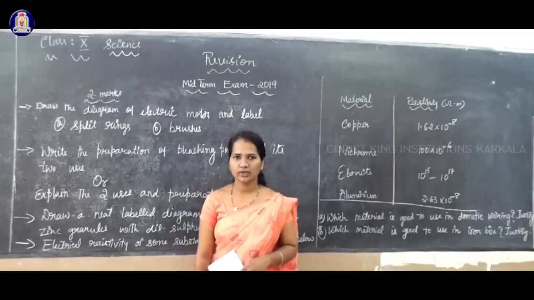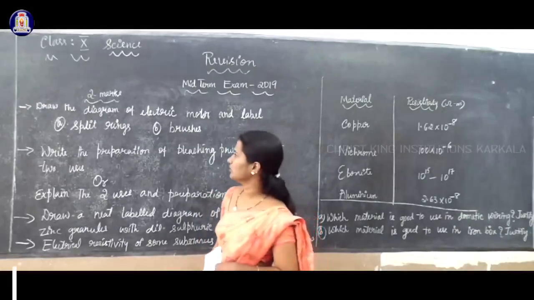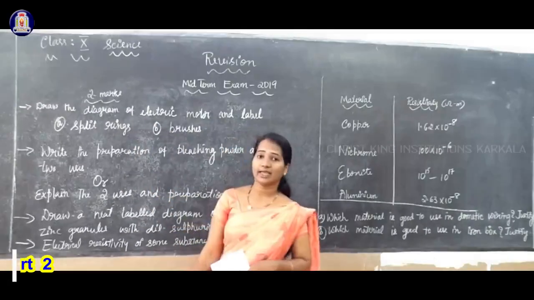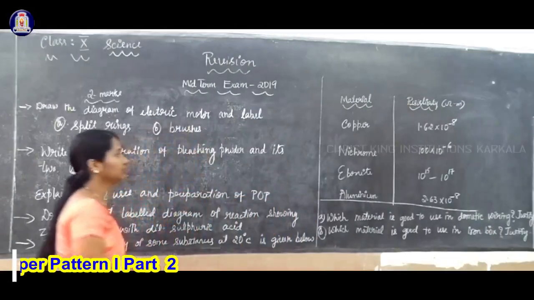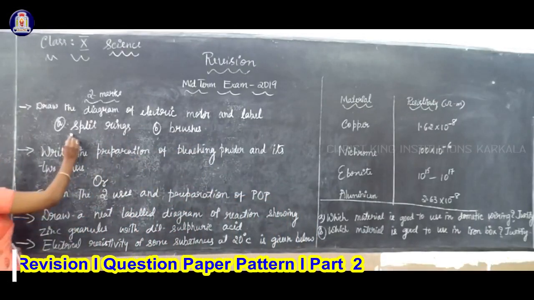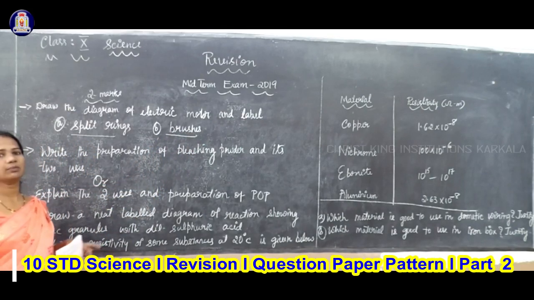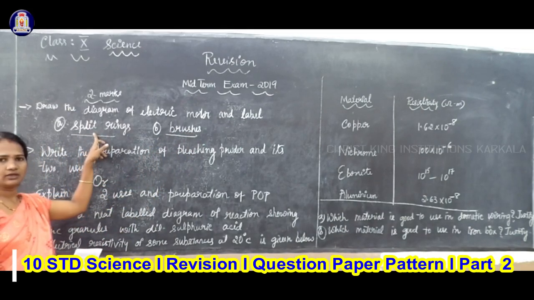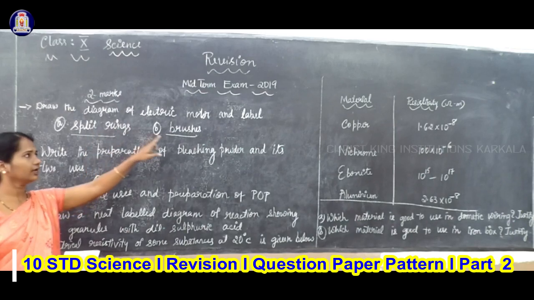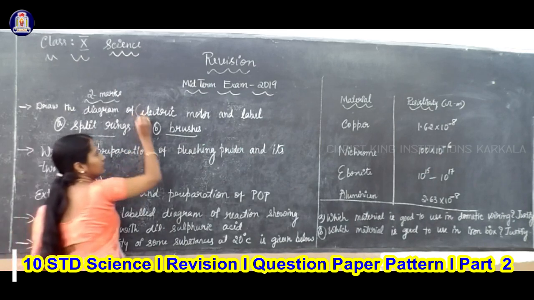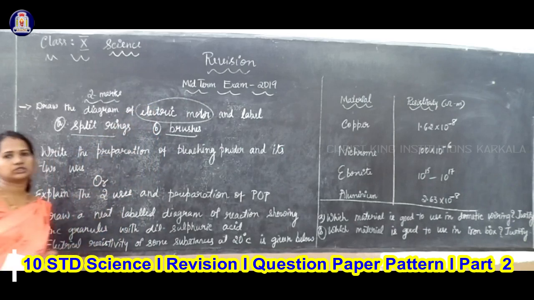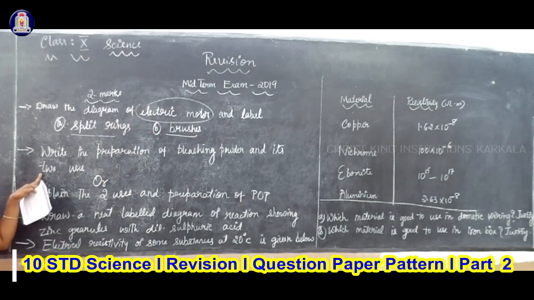Now we will move to the 2 marks questions. First question in 2 marks: draw the diagram of electric motor and label the following parts, split ring as well as brushes. These 2 parts are very important parts, split ring or half ring, and brush. That is the electric motor diagram. 2 marks question. Next question.